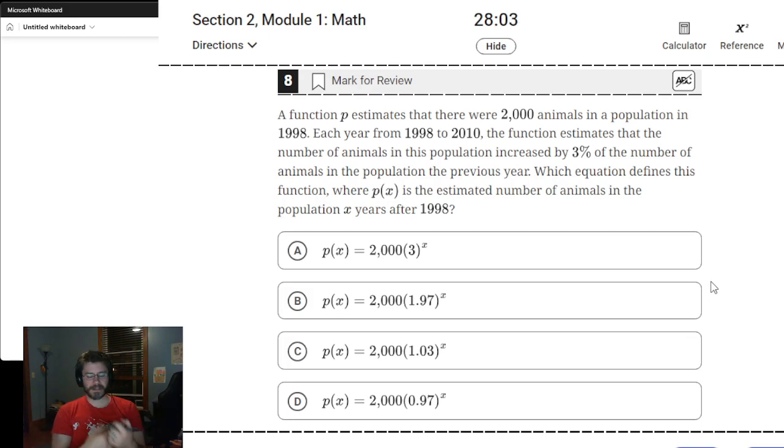Again, looking at our answer choices before even reading the text. A tactic here is to look at the answer choices that you're being provided and evaluate what the question might be asking. Here, we should recognize that each of these answer choices are exponential functions. We have 2000 as our y-intercept for each of them. Then we have 3, 1.97, 1.03, and 0.97. So it's probably going to be like a 3% growth type of thing.